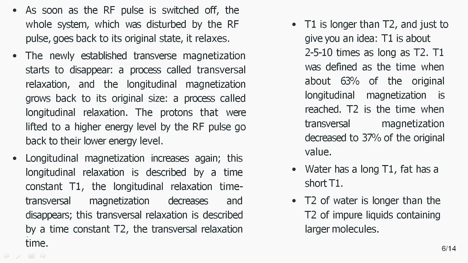Okay. So, the longitudinal magnetization increases again. This longitudinal relaxation is described by a time constant T1. So, during the transversal relaxation, the transversal magnetization decreases and disappears. This transversal relaxation is described by a time T2. So, we have two times. One is the relaxation time for longitudinal magnetization, another one is the relaxation of transversal magnetization. So, that is T1 for longitudinal relaxation, T2 for transversal relaxation.